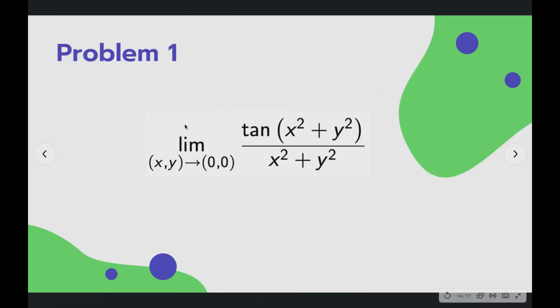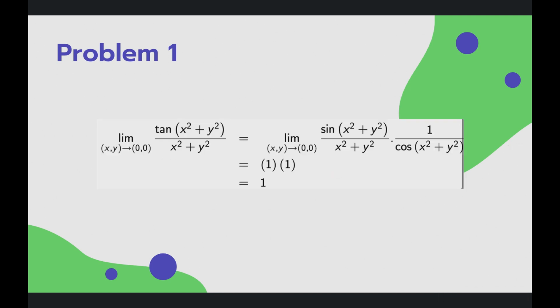So we now have this problem: the limit as (x, y) approaches (0, 0) of tan(x² + y²) over x² + y². How do you solve this? We can solve this by substituting tangent with sine over cosine. So we can change it to the limit as (x, y) approaches (0, 0) of sin(x² + y²) over x² + y², nothing changed there, times 1 over cos(x² + y²).